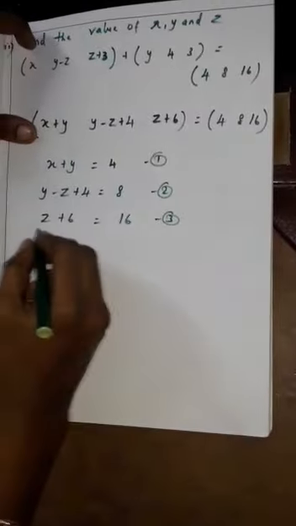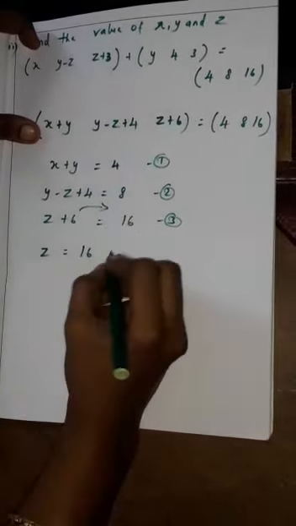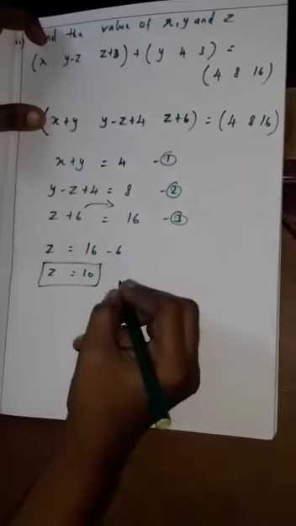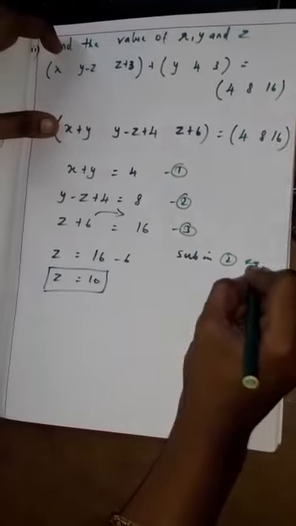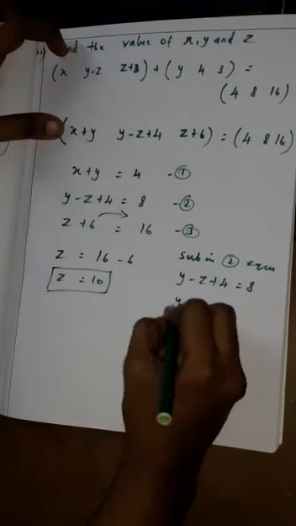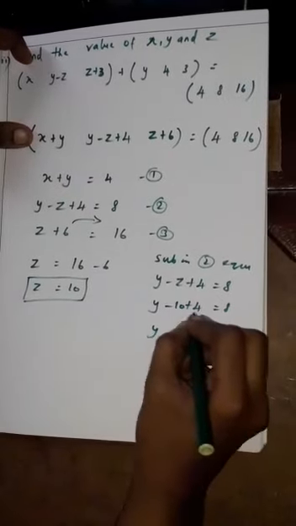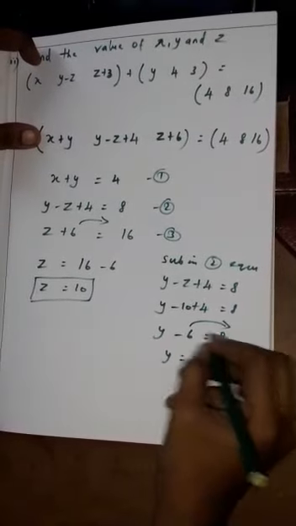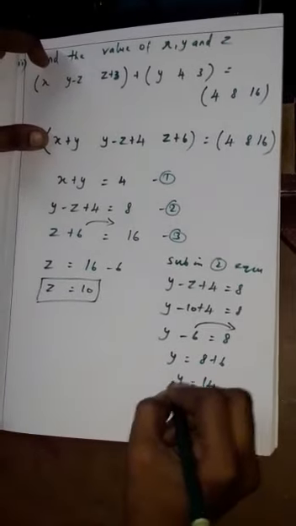Which one can be found directly? The z value only. So z equal to 16 minus 6, as plus 6 changes into minus 6. So z equal to 10. Next, substitute in any other equation, the second equation. y minus z plus 4 equal to 8. What is the z value? y minus 10 plus 4 equal to 8. y minus 6 equal to 8. Then y equal to 8 plus 6, as minus 6 goes to the right hand side and changes into plus. Therefore y equal to 14.